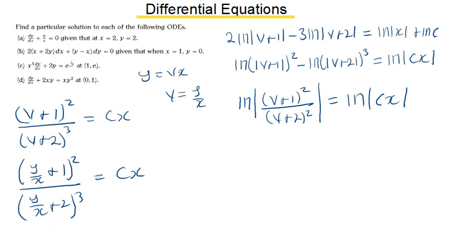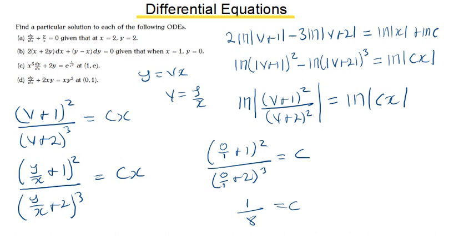So that's simply going to be 0 over 1 plus 1 to the power 2 divided by 0 over 1 plus 2 to the power 3 is equal to c, because our x is 1. So on the numerator you get a 1, divided by, on the denominator, 2 to the power 3, which is 8, that is equal to c. So meaning c is equal to 1 over 8.